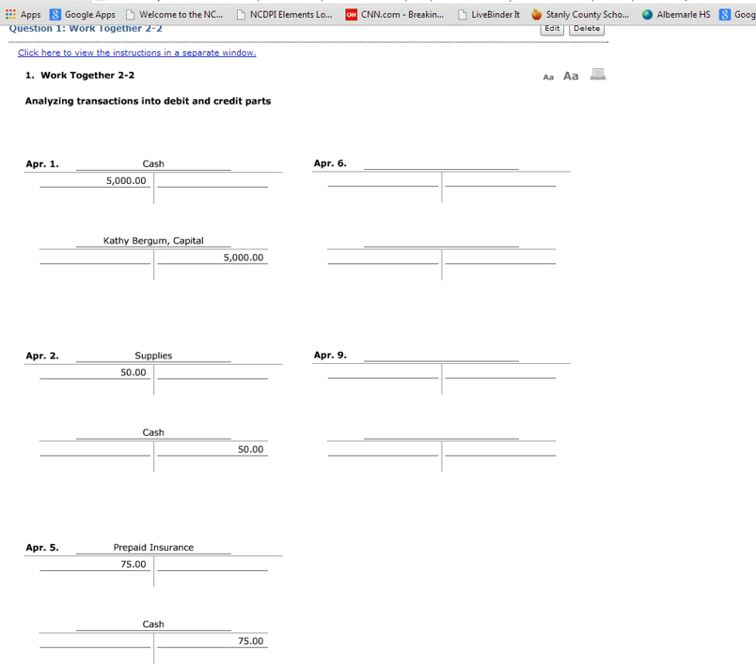Okay, April the 6th, bought supplies on account from Bell Supply. What 2 accounts are affected? Supplies. Since you bought it on account, that's now a liability. You did not pay cash, you're going to pay for it later. So that's a liability. Anything that you owe, it's a liability.